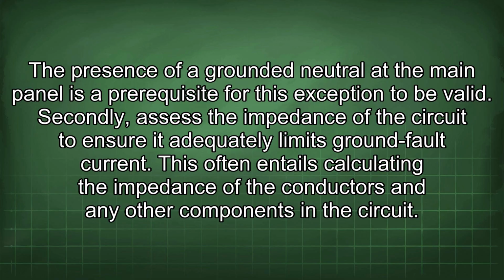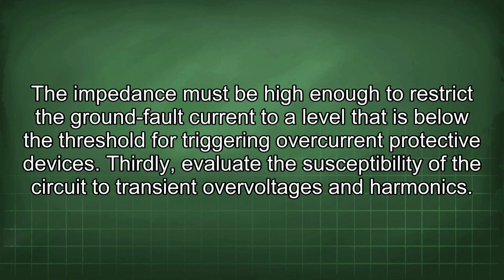Secondly, assess the impedance of the circuit to ensure it adequately limits ground fault current. This often entails calculating the impedance of the conductors and any other components in the circuit. The impedance must be high enough to restrict the ground fault current to a level that is below the threshold for triggering overcurrent protective devices.